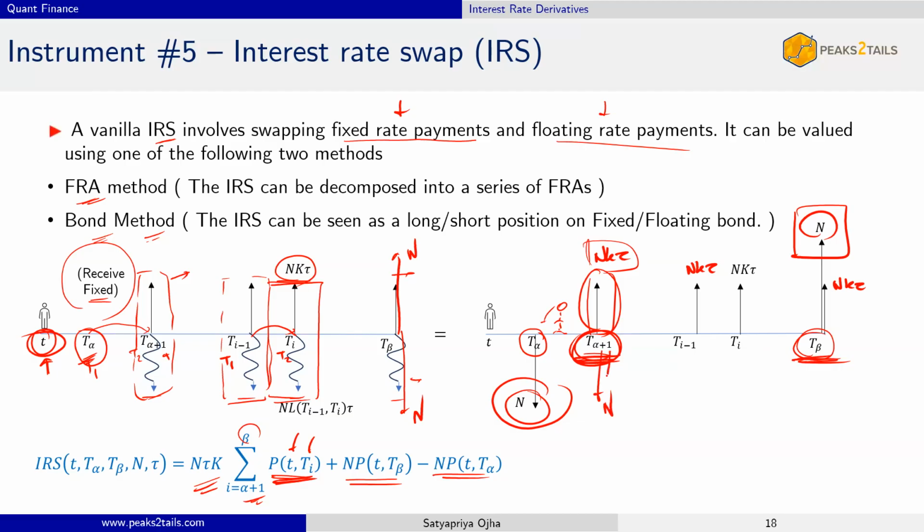Plus there would be a floating coupon payment that would have been decided at this point. So N times L, let's say T alpha to T alpha plus 1, times tau. This coupon payment would additionally be there. On top of that, all the remaining floating payments would discount to N. Take these two together and adjust your formula. That's how you do it.